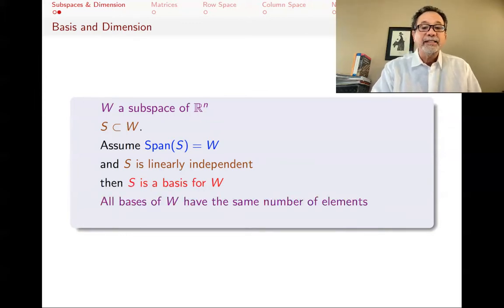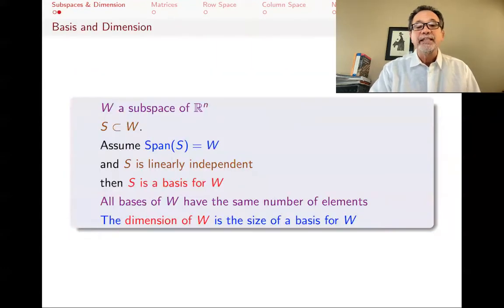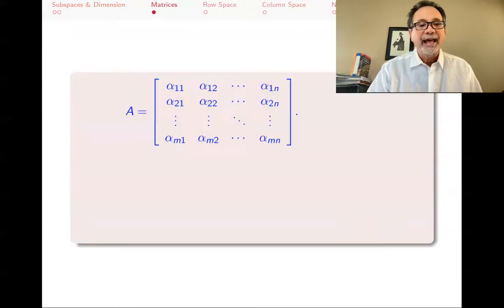And an amazing fact that requires proof, done in a previous video: all bases of a vector space have the same number of elements. And that size is called the dimension of W. So the dimension of W is the number of elements in a basis for W. Now let's start with a matrix.